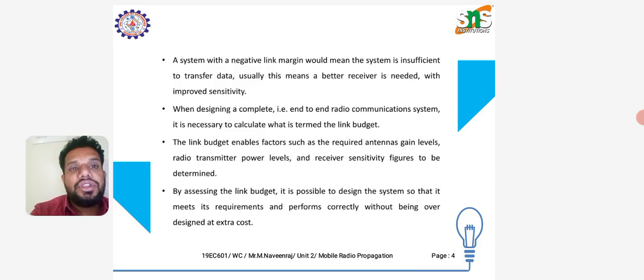In the link budget you have to consider the antenna gain levels, the radio transmitted power levels, and the receiver sensitivities. With these values only you can assess whether this particular mobile radio channel is good or bad. By assessing the link budget, it is possible to design a system so that it meets its requirements and performs correctly without being over-designed at extra cost.